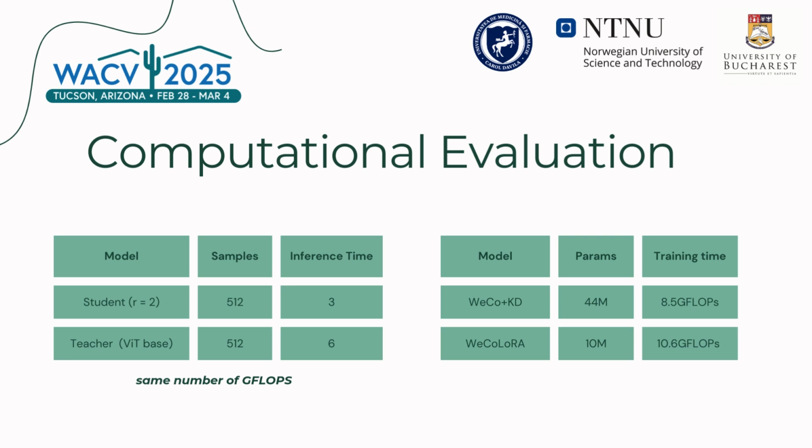When using 512 samples for inference, we can see that a student obtained with an intermittence factor of 2 is twice as fast as the teacher, with half of its inference time. In training, although the number of parameters decreases, because of the added matrix multiplications, the number of GFLOPs slightly increases.